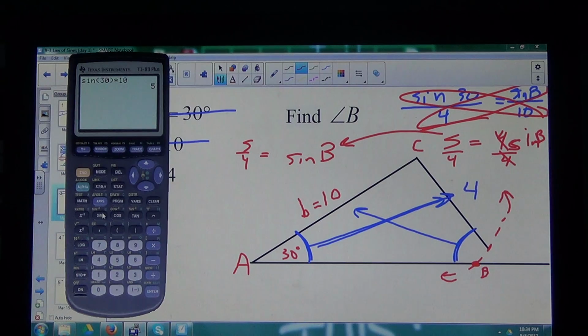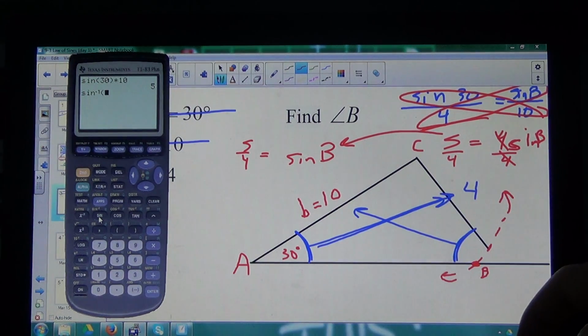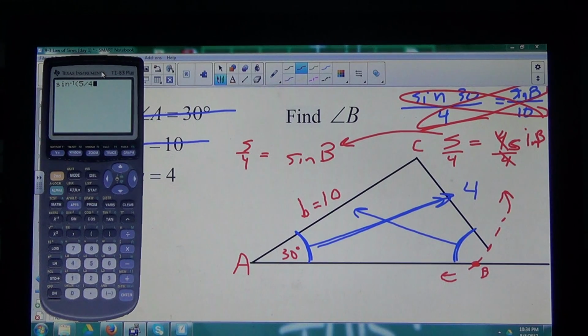So in my calculator I'm going to go second sine inverse of 5 over 4. Okay, and then if I hit enter on that, it says domain error. If I ever have an error, it means something's wrong with my fraction. So here's the deal. The reason for the error is that, technically, angle B does not exist.